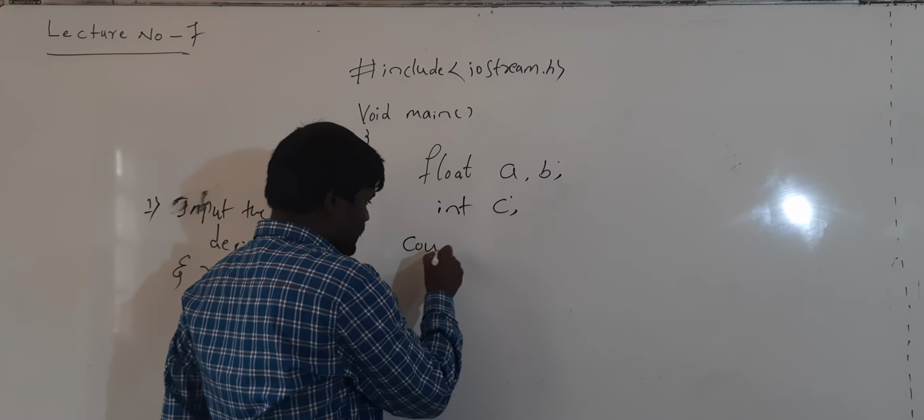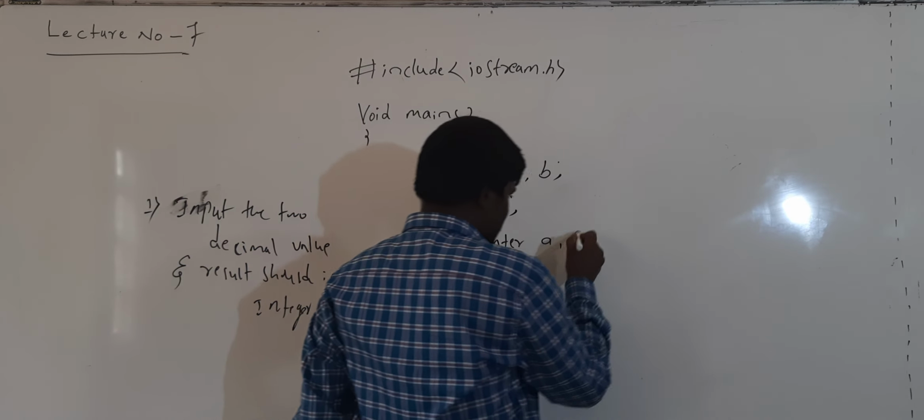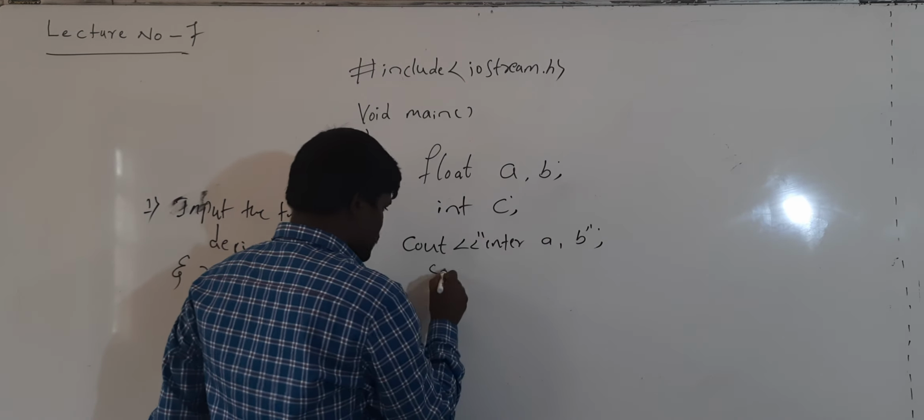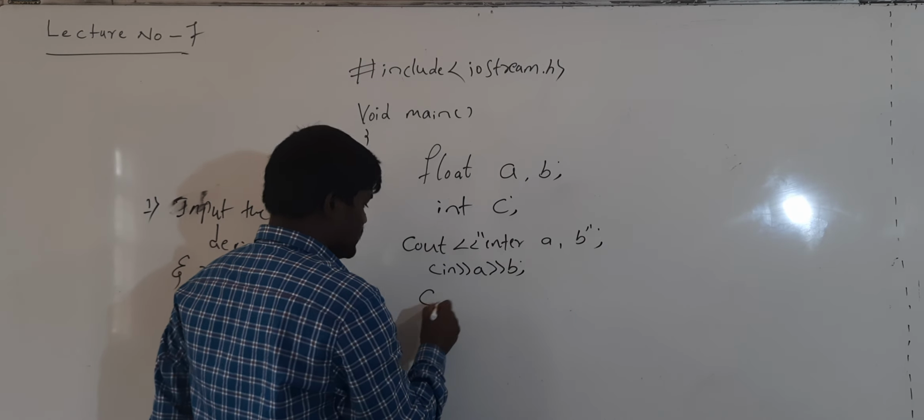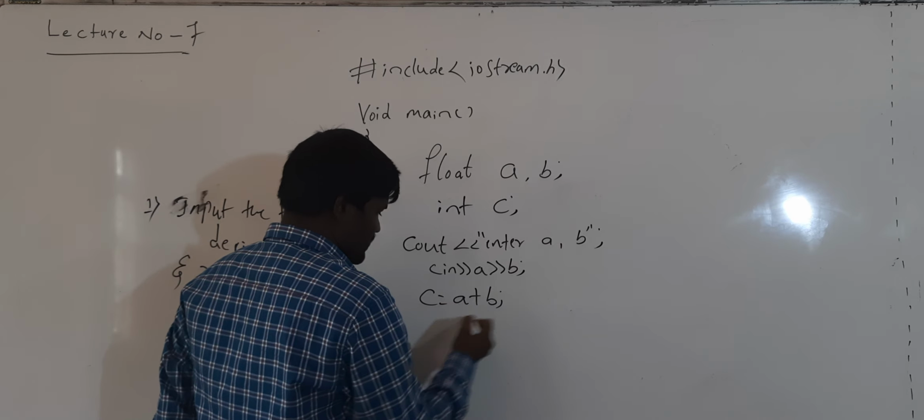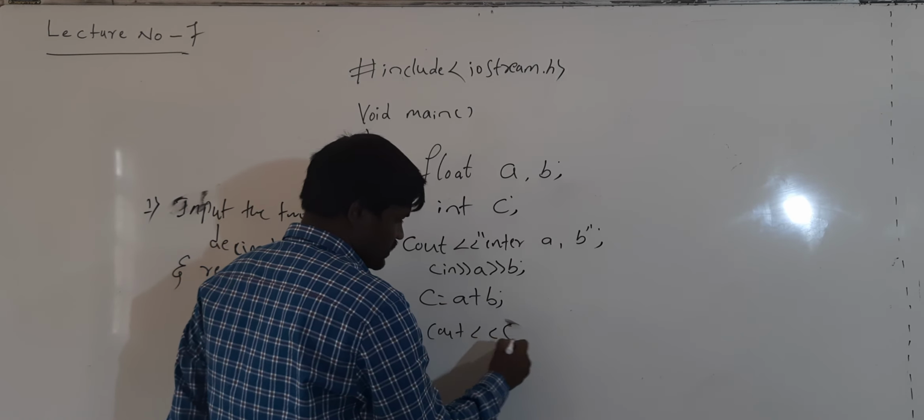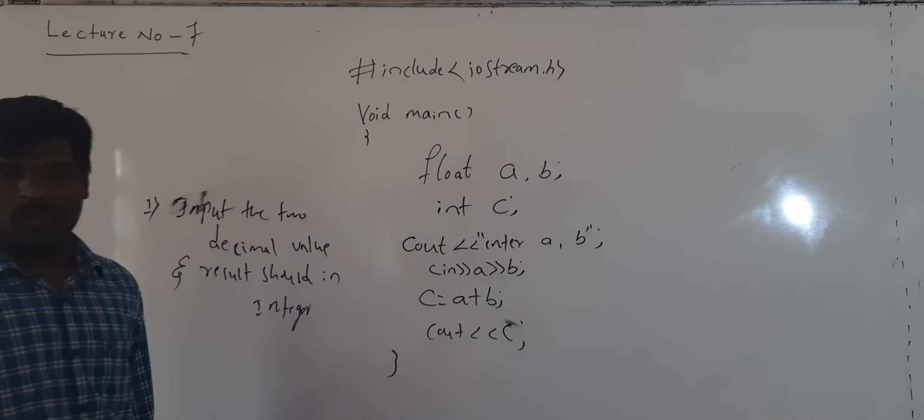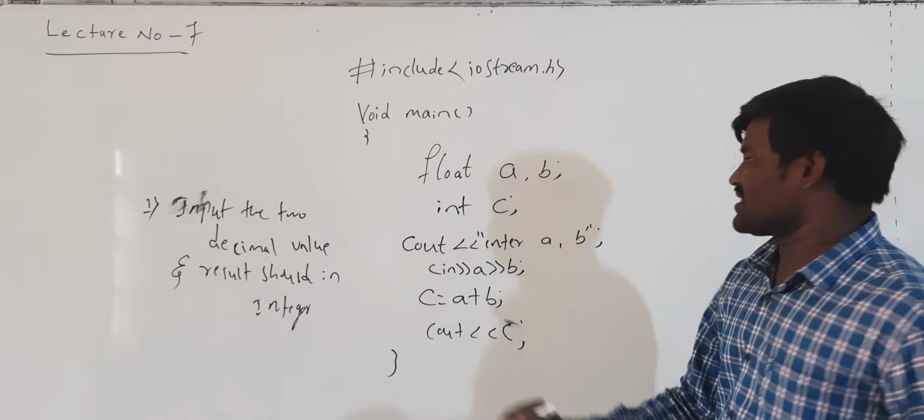C is for storing the value. Next, cout: enter a, b. cin a, b. c is equal to a plus b. cout c. Simple program. You can write the sum of two numbers in the same way, but the only difference is this one.